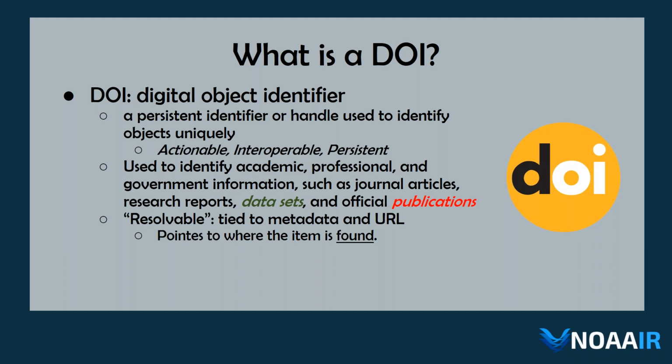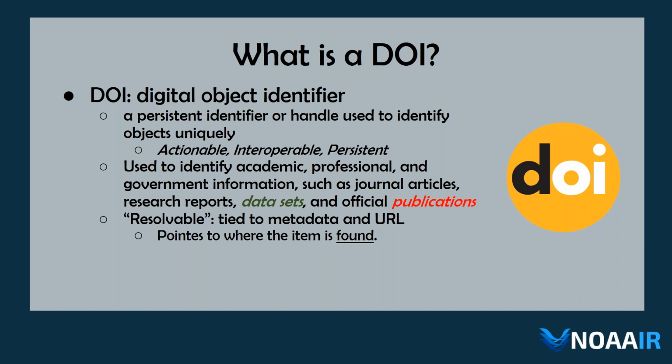So first, we'll start out with what is a DOI? We get this question a lot, and we love answering it because sometimes we forget not everyone is familiar with them as we are. A DOI is a digital object identifier. It is a persistent identifier used to identify objects. A lot of people are familiar with personal identifiers like an ORCID. A DOI sort of works in a similar fashion, except for an object as opposed to a person. So DOIs are actionable, they're interoperable, and they're persistent. And I'm going to keep coming back to that word persistent over and over again.